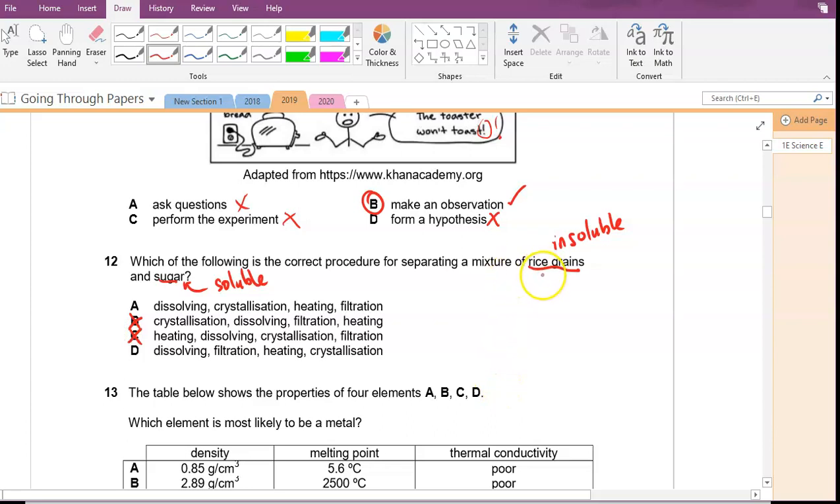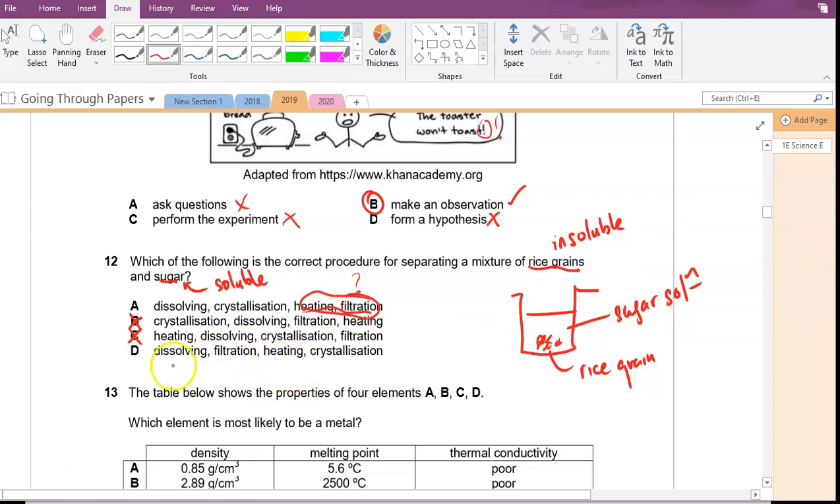Now after dissolving, what I'm going to get is that I'm going to have rice grains over here, and then I'm going to have sugar solution. Okay, now if I do crystallization now, I'm going to get the sugar. Then why do I heat and filter? I think this part here is the dubious one. So actually the first step you should be doing, you filter first, because you can get rid of the rice grain immediately. Once you get rid of the rice grain immediately, you heat and crystallize. This will actually be the way to go about doing it.